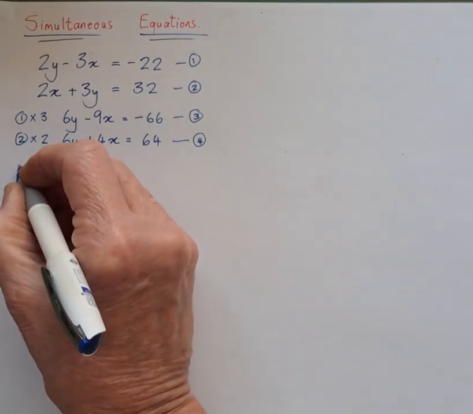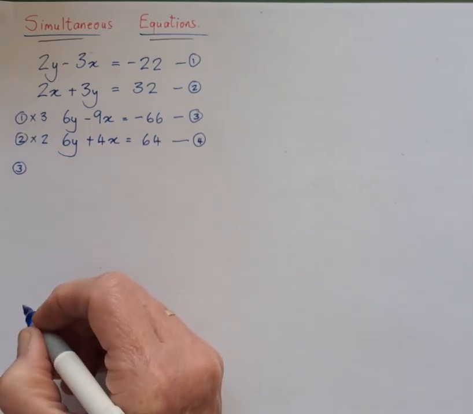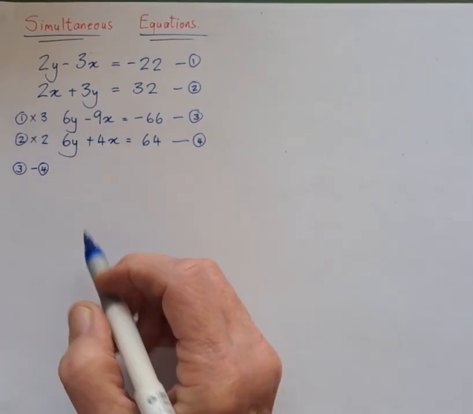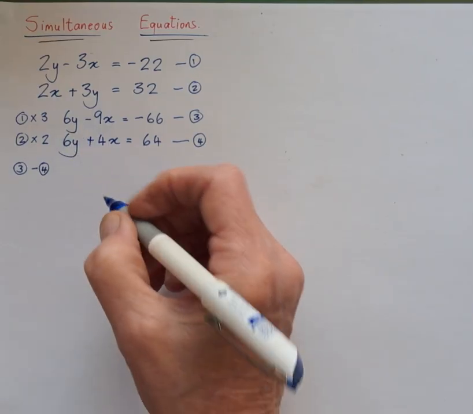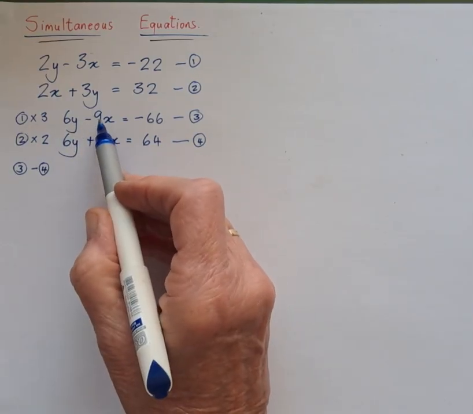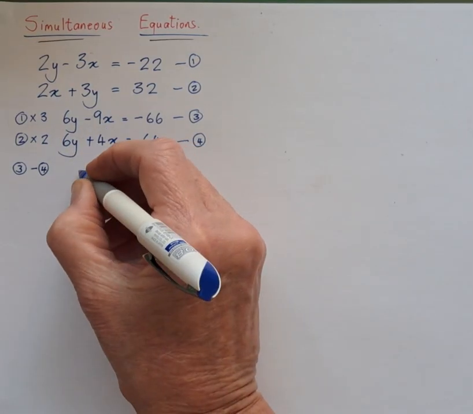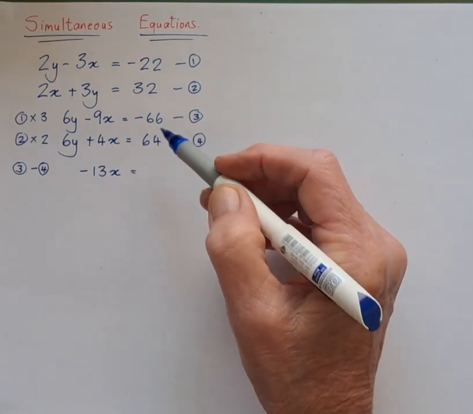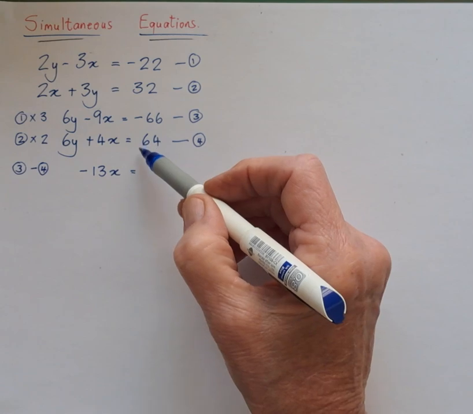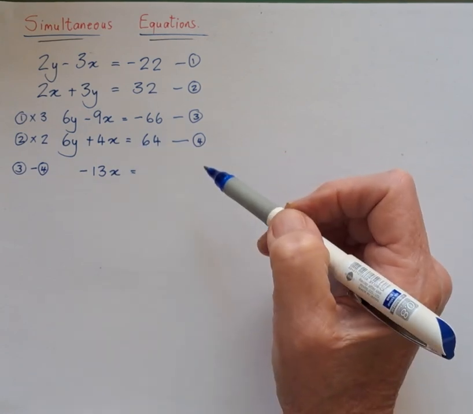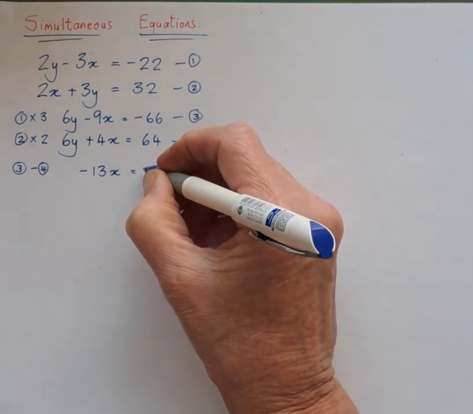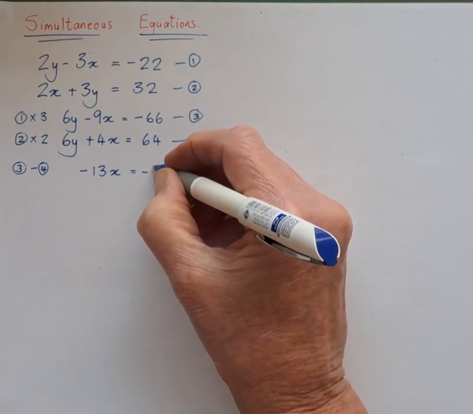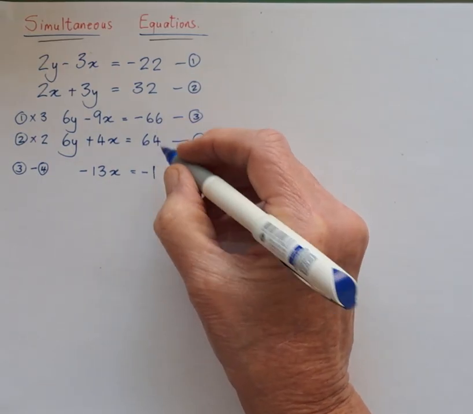So again, I'm going to say what I'm doing. I'm taking equation 3 and I'm subtracting equation 4. So 6y minus 6y is 0. Negative 9x minus 4x is negative 13x. And negative 66 minus 64 is going to give me negative 130.